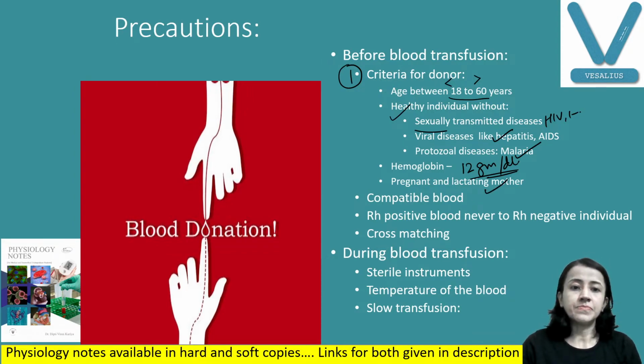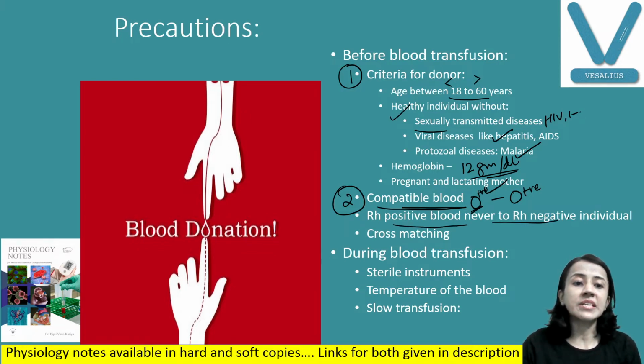Then compatible blood. So this is the criteria for the donor. The second important thing is that the blood must be compatible, meaning if the donor's blood group is O positive, then the recipient's blood group must also be O positive, the same. RH positive blood should never be given to an RH negative individual. Otherwise delayed type hypersensitivity reactions may occur, which we will discuss in detail.